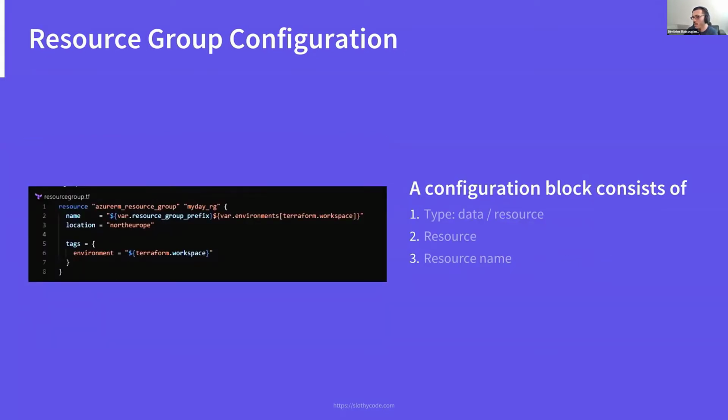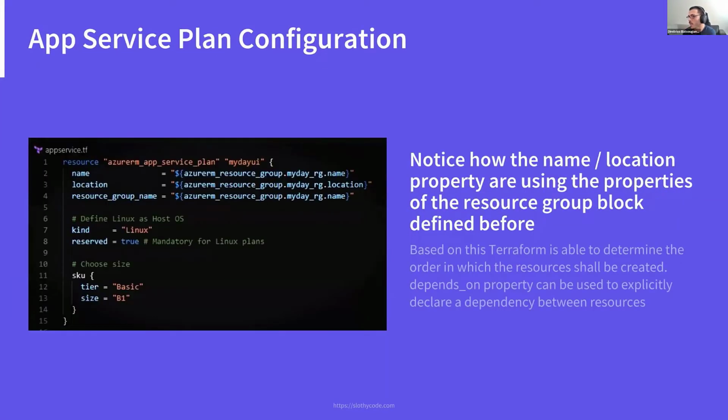So if you see the way I'm referencing it, I'm using the resource type azurerm_resource_group, then the name of the resource group, and then the property that I want. Even for small projects, I really find this extremely useful because hard-coded values are never a good thing. And I'm also setting the kind that I want, a Linux app service plan, and the size.